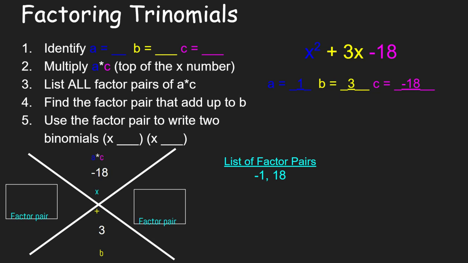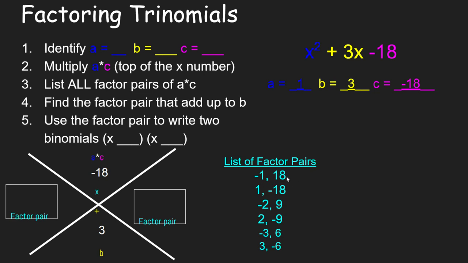Negative 18 can be formed by negative 1 times 18, also positive 1 and negative 18. 2 goes into 18 9 times, so we can write negative 2 and 9, or 2 and negative 9. 3 goes into 18 6 times, so I can write that as negative 3 and 6, also 3 and negative 6. Now I want to find the pair that adds up to positive 3.